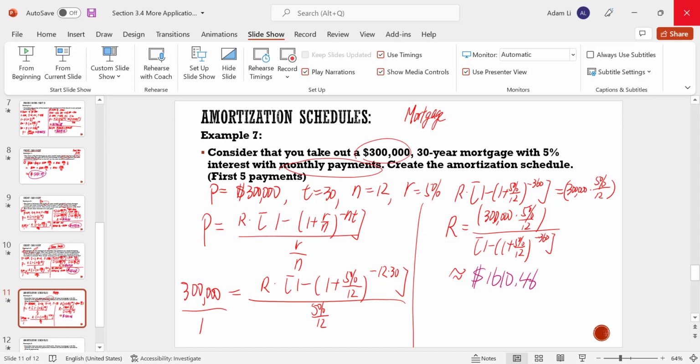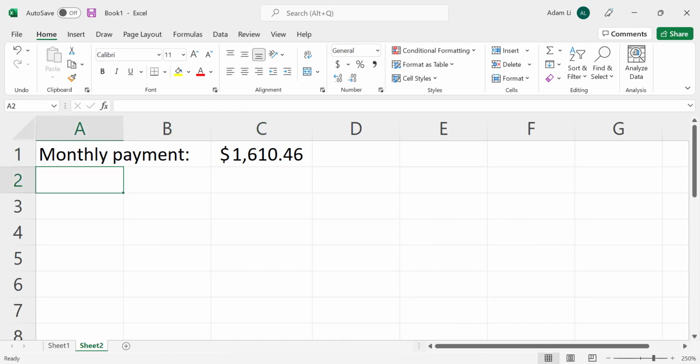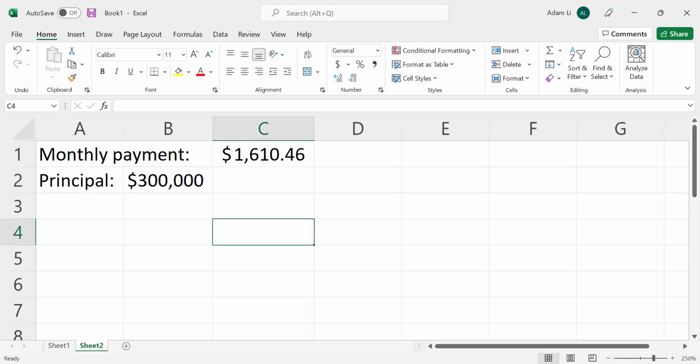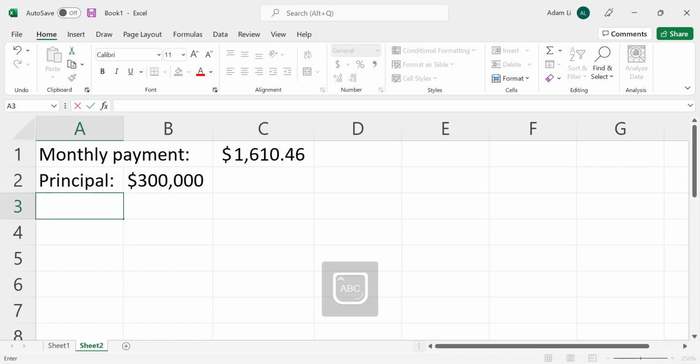All right, so now let's create an amortization schedule and just summarize everything we have here. First of all, the original principal amount is 300,000. And then we also have the rate, which is going to be the annual interest rate.